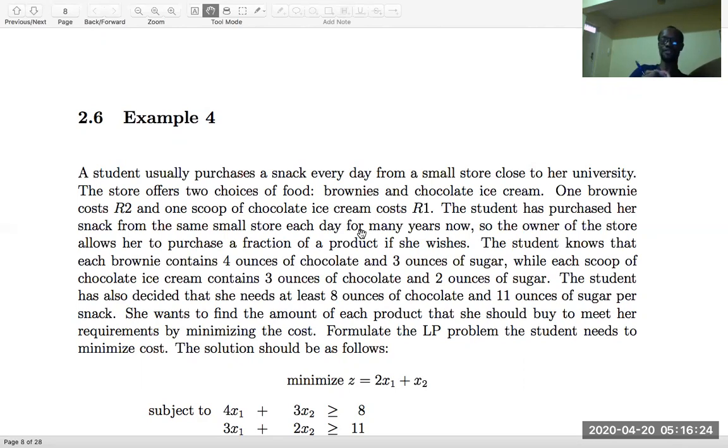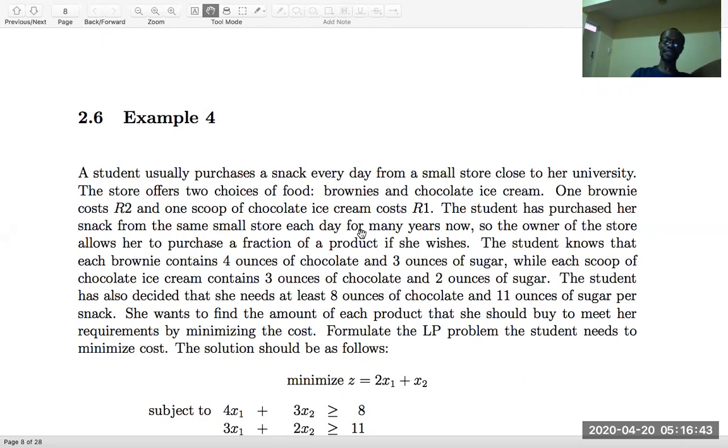You should be fine. So the owner of the store allows her to purchase a fraction of the product if she wishes. The student knows that each brownie contains 4 ounces of chocolate and 3 ounces of sugar, while each scoop of chocolate ice cream contains 3 ounces of chocolate and 2 ounces of sugar.